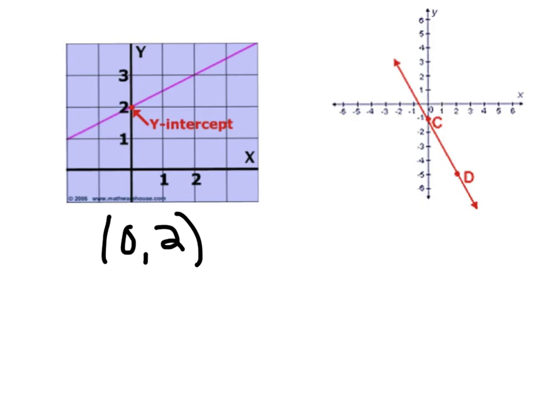Now, the graph on the right, you can see the red line. The red line is crossing the y-axis at the point -1. When we write that in ordered pair form, that would be 0, -1.